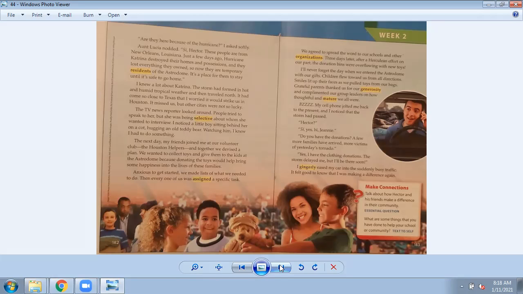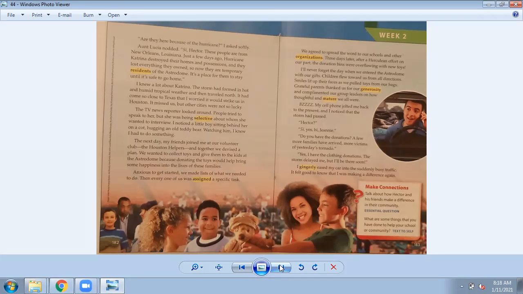Anxious to get started, we made lists of what we needed to do. Then every one of us was assigned a specific task. Everyone was given a specific job to do. Assigned means that it was given to them.